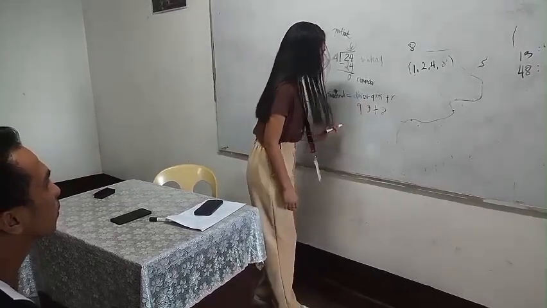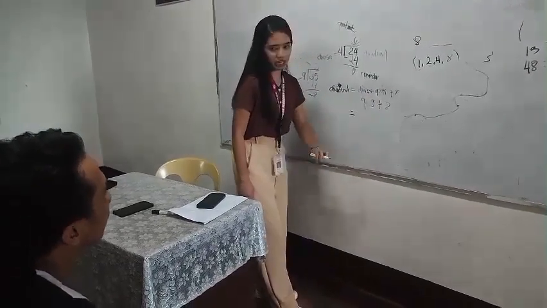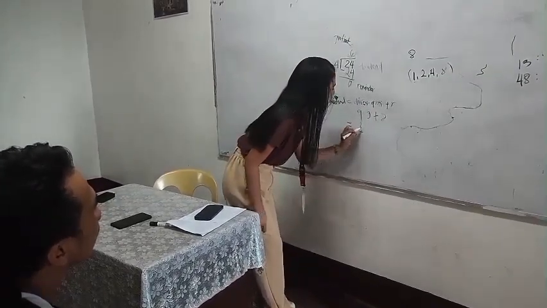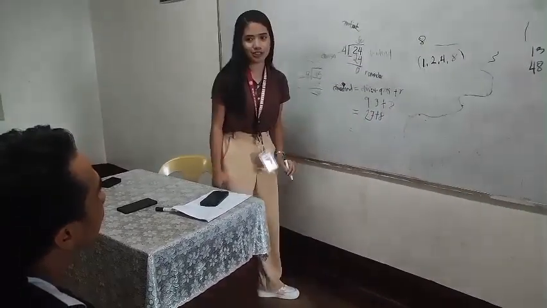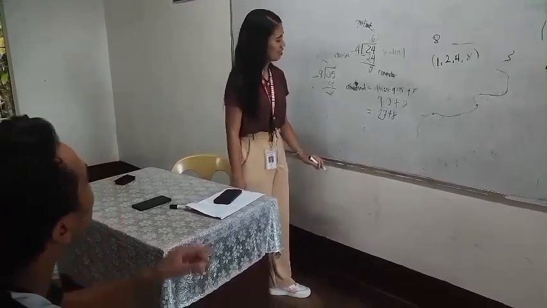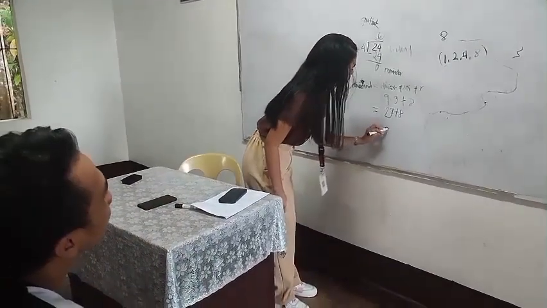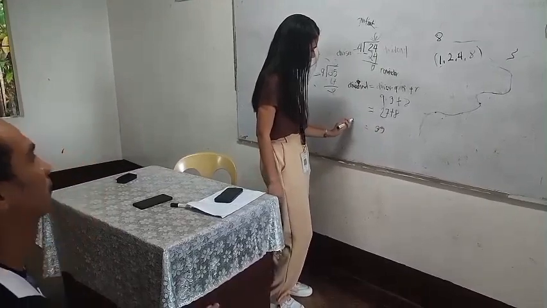Okay. So just simplify. 9 times 3? 27. Plus 8. Then what do you think is the answer? 35. So, our dividend is 35.